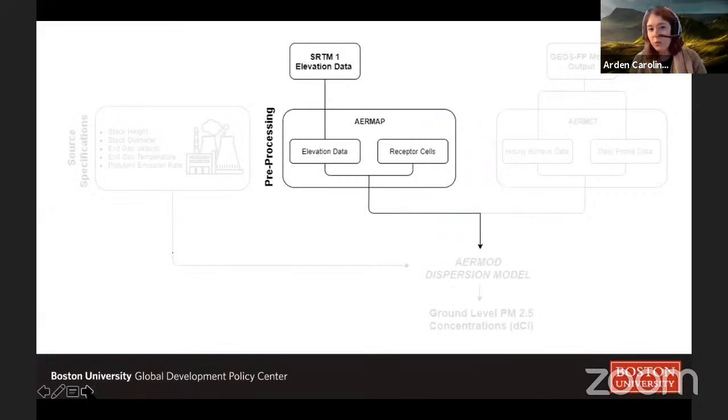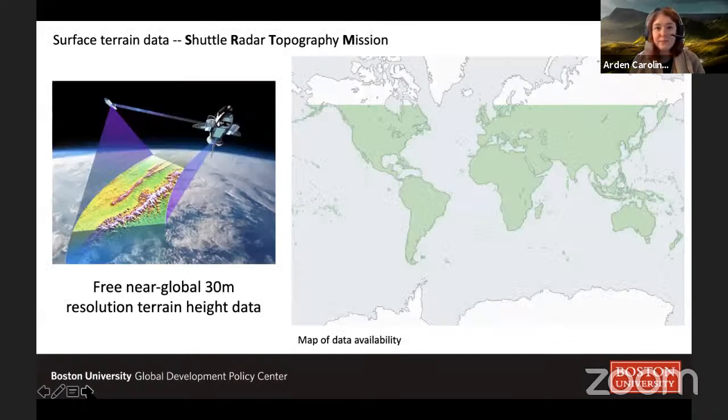So now that we understand the source of our power plant, the question is what's our domain area? What's the terrain like? And how do we set up our way of measuring concentration at the surface? So this is where the AERMAP preprocessor comes in. And this is where we used our open source SRTM data, which I will now explain in the next slide.